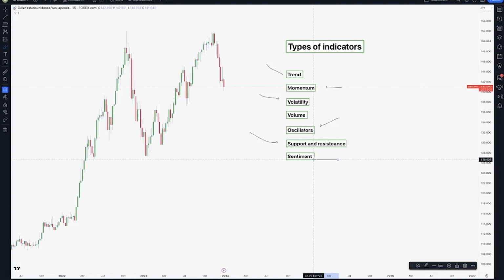Now, it's crucial to use a combination of indicators according to your own strategy, as I was saying before, so you can make better decisions in your trading activities. Consider, of course, always the strengths and the limitations of each indicator.